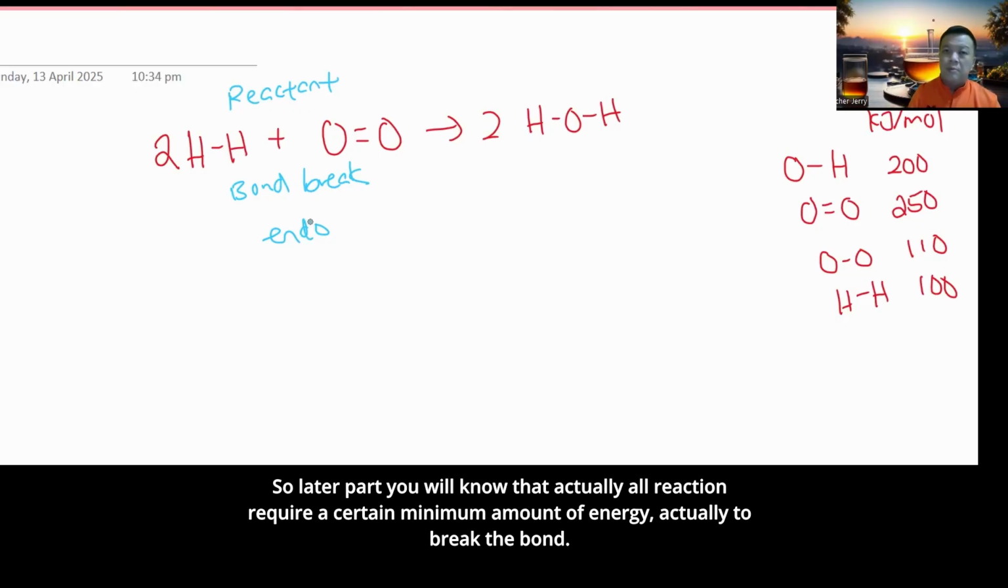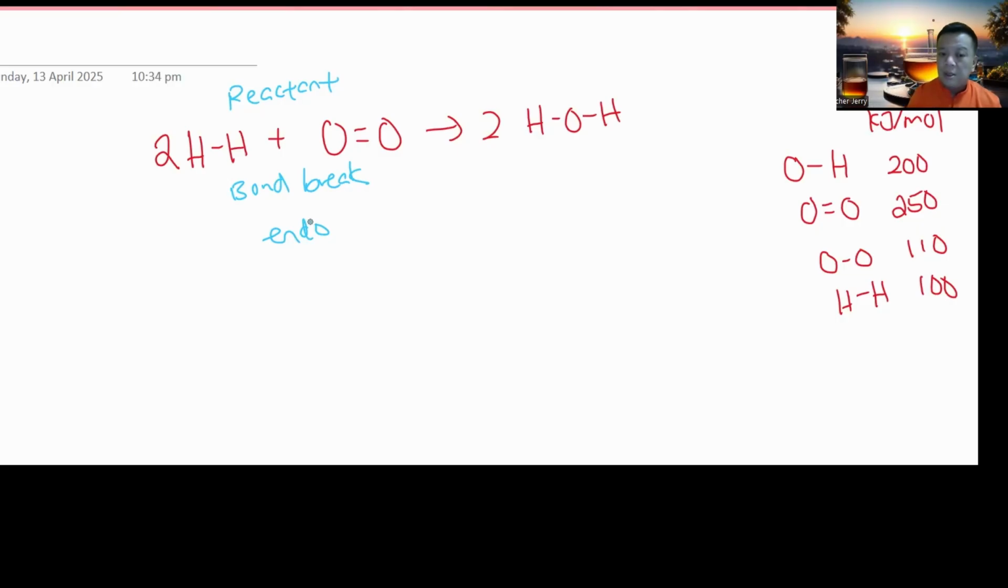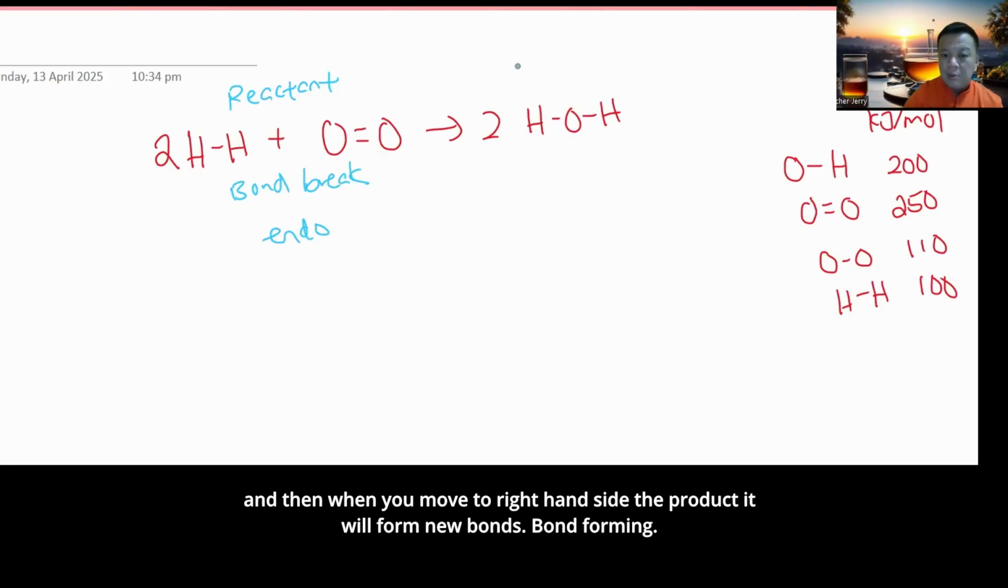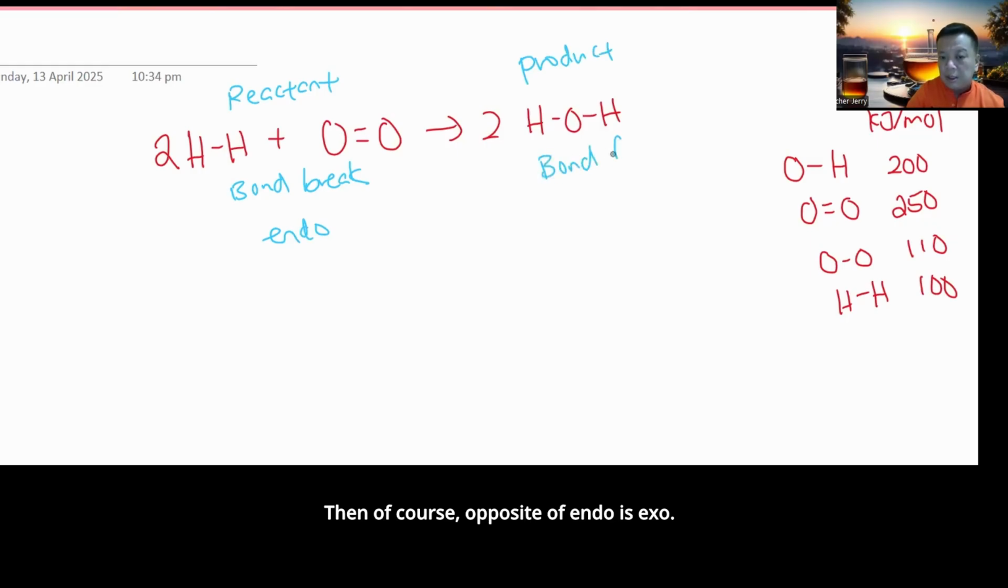So later part, you will know that actually all reactions require a certain minimum amount of energy, actually to break the bond. If you don't break the bond, they're stable, there's no reaction. Only after you break the bond, then you rearrange themselves, and when you move to the right hand side, the product, you will form new bonds. Okay, bond forming. Then of course, opposite of endo is exo.